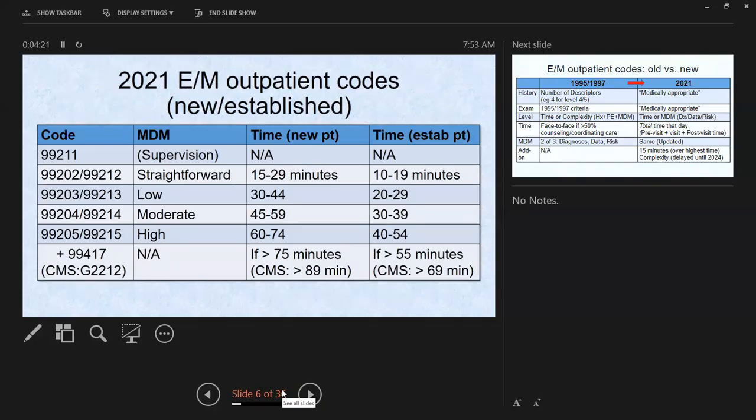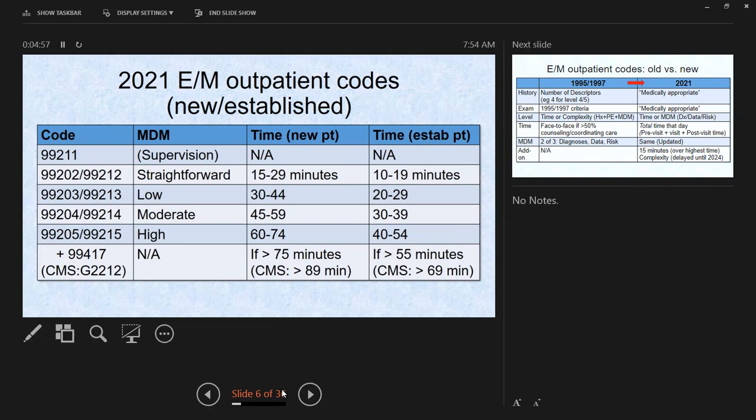So let's talk about outpatient codes. Right now in 2021, outpatient codes have been updated for new patients and established patients. Consultation codes still use the old 1997 guidelines, which have different amounts of time and different documentation requirements. But the basics of what we do, we receive new patients and established patients. For all intents and purposes, we're going to bill a level 2, a level 3, a level 4, or level 5. The only difference in the code is whether the patient is new or established.